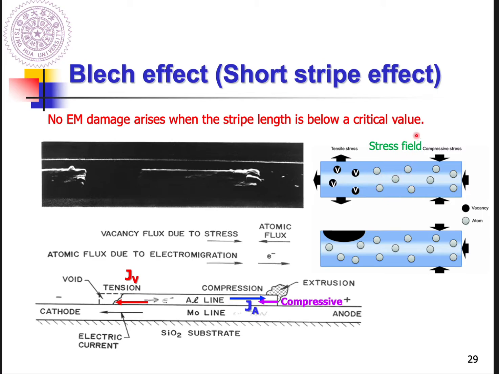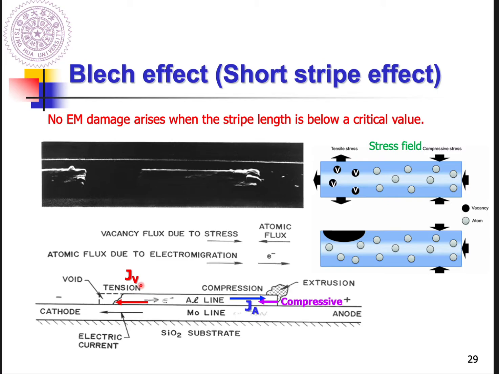This stress field serves as a driving force to counterbalance the atomic flux driven by electron migration, the electron flow. So this is the other driving force to counterbalance this effect. In this aluminum line, there are two driving forces. As long as the magnitudes are the same, then what? You are not going to observe the extrusion and void.